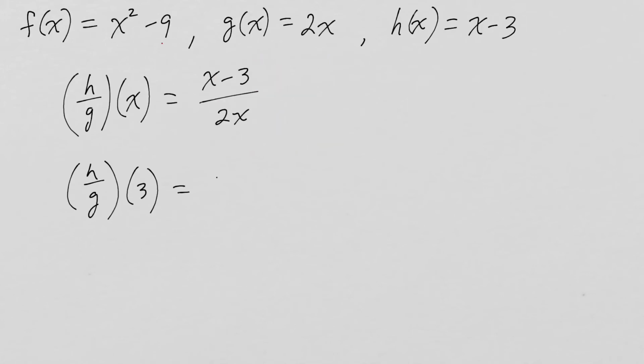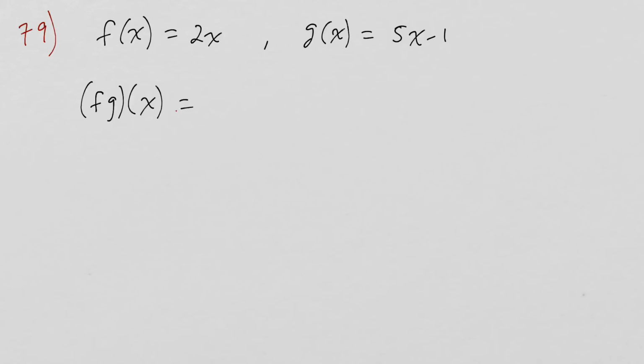All right, in the previous problem, they had us find this. And now they're going to have us find h over g at 3, of 3. So let's plug in. Everywhere we see an x, we'll plug in a 3. So we have 3 minus 3 over 2 times 3, which is 0 over 6, which is 0.